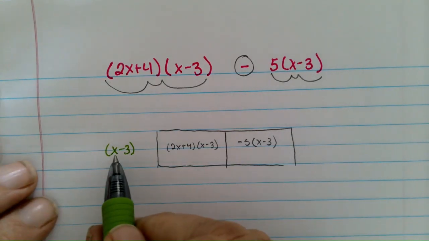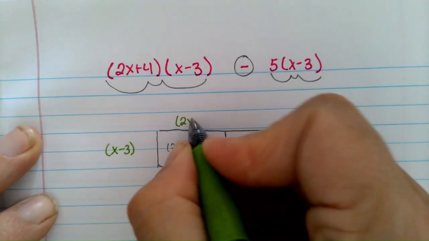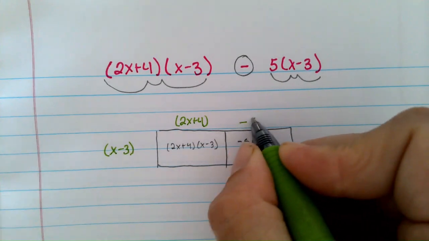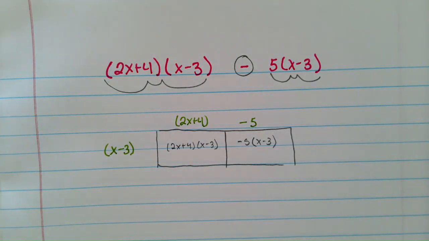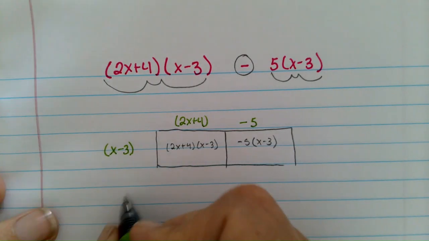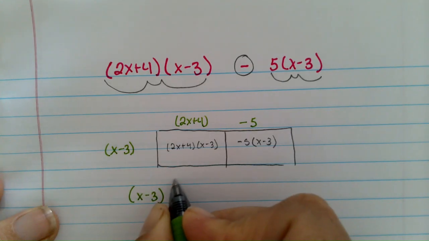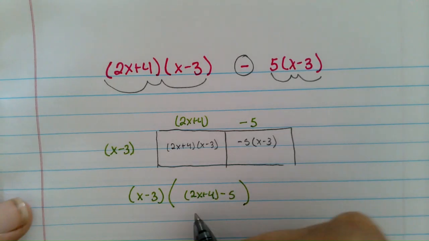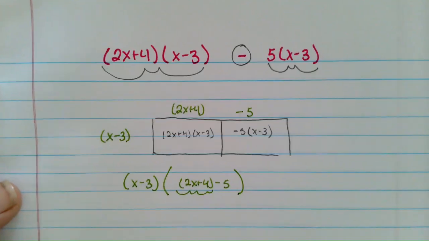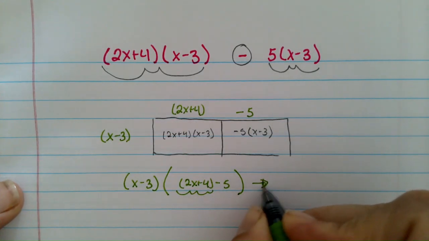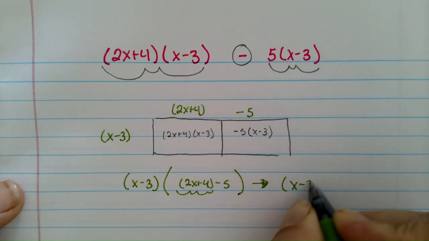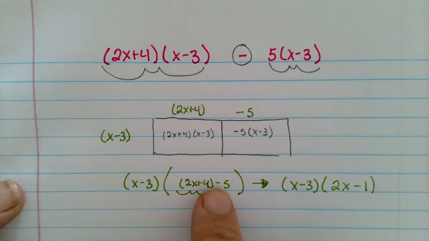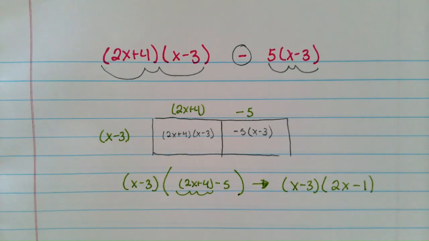The first box is the parenthesis x minus 3 multiplied by the parenthesis 2x plus 4. The second one is the parenthesis x minus 3 being multiplied by minus 5. So now I've actually found my length and my width. My length is x minus 3. My width is 2x plus 4 minus 5. Now, can I simplify this? Absolutely. I can take this a step further and make it x minus 3 multiplied by 2x minus 1, because plus 4 minus 5 is minus 1. And I'm done.